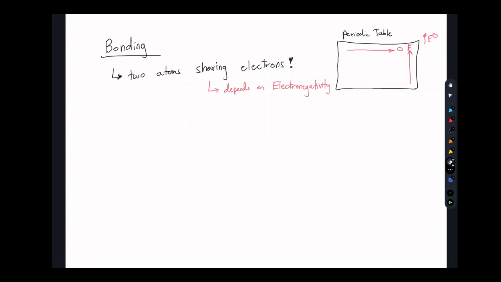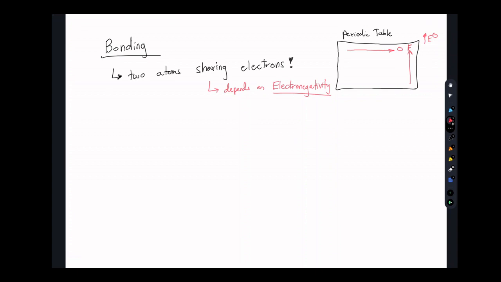Welcome to Lecture 1.2. In this lecture, I'll be discussing bonding as it applies in organic chemistry, introducing the concept of electronegativity, as well as the octet rule. Starting with bonding, a bond can be described as when two atoms are sharing their electrons. And this is going to depend on this concept of electronegativity.